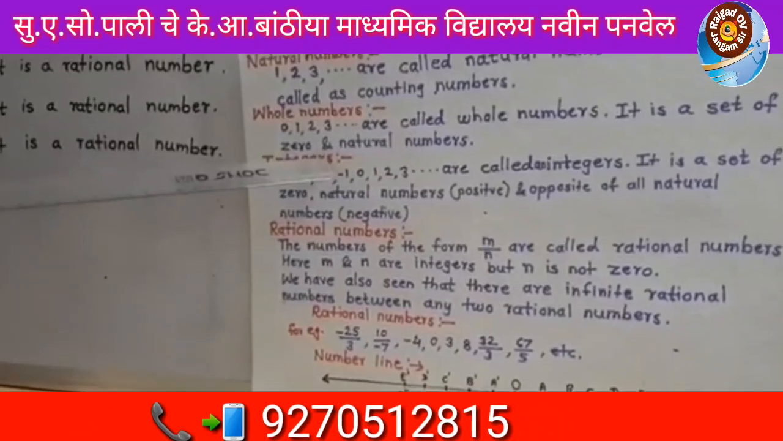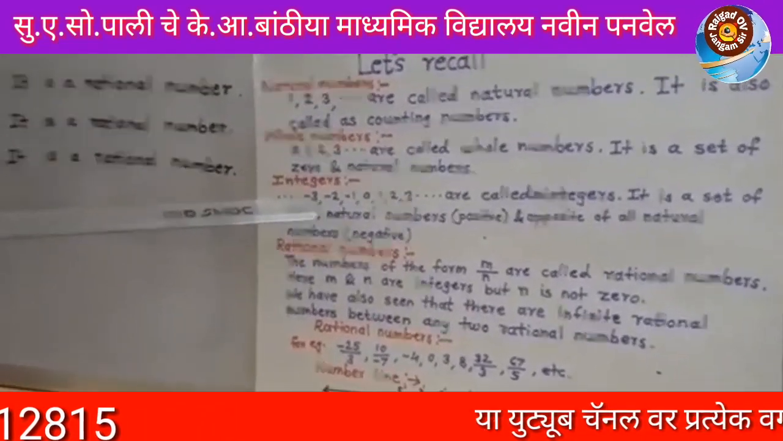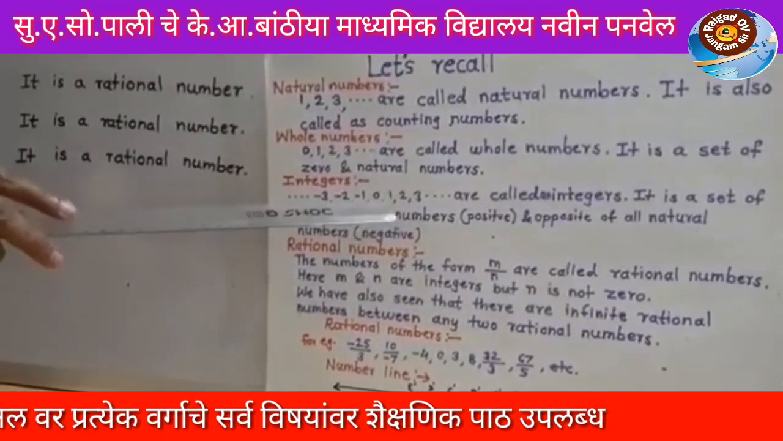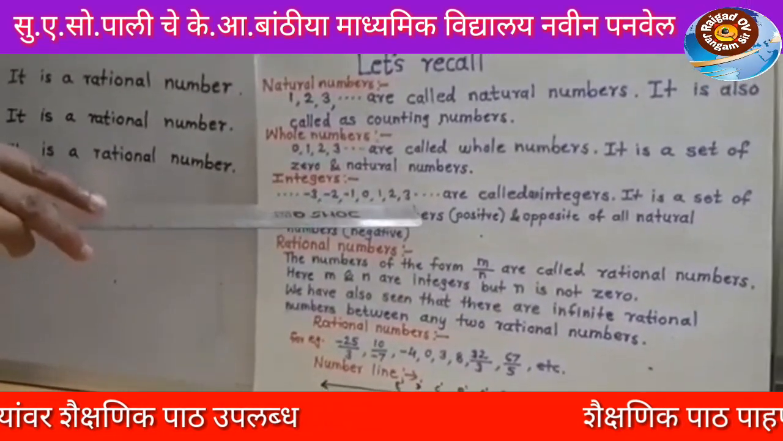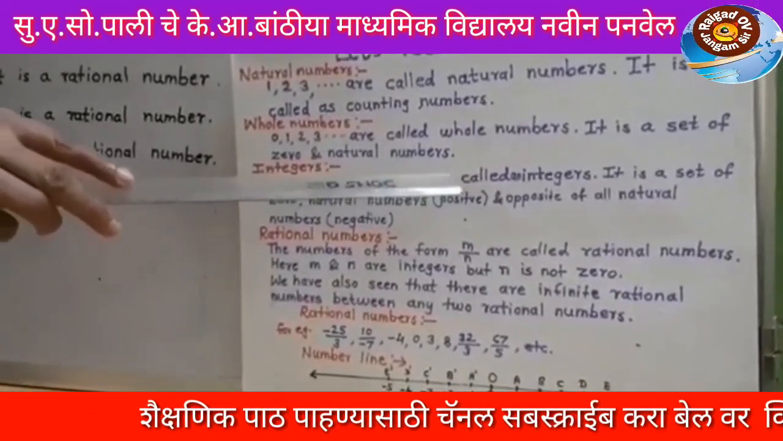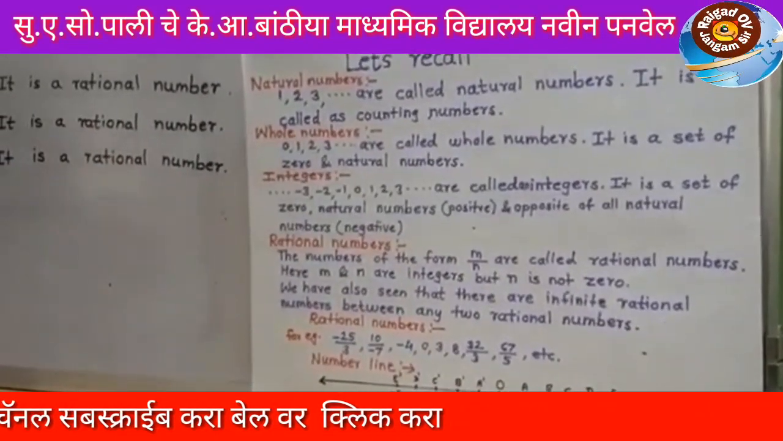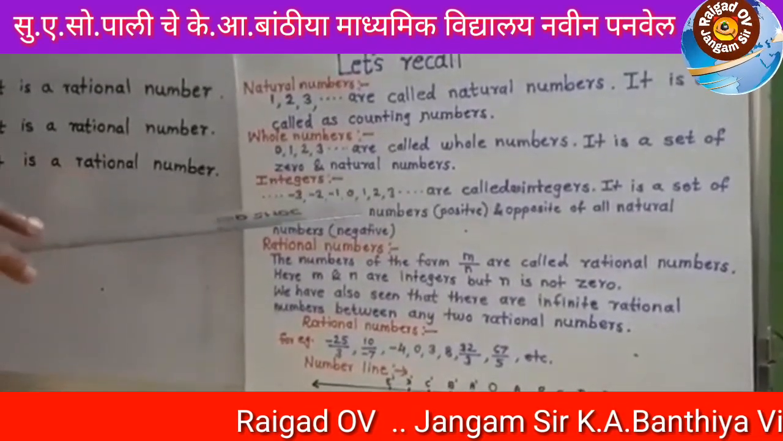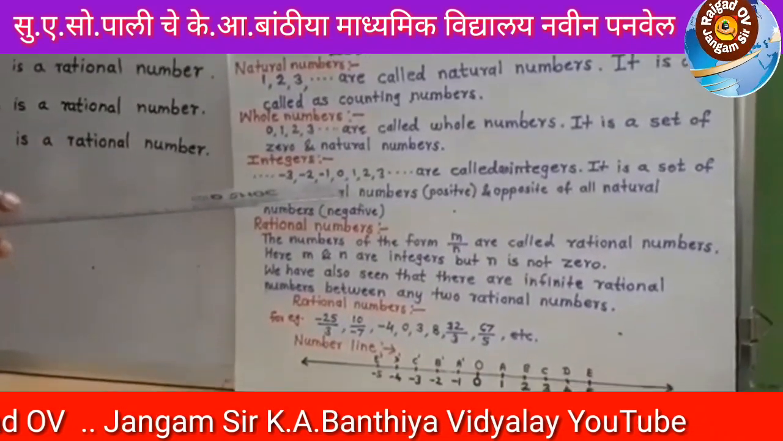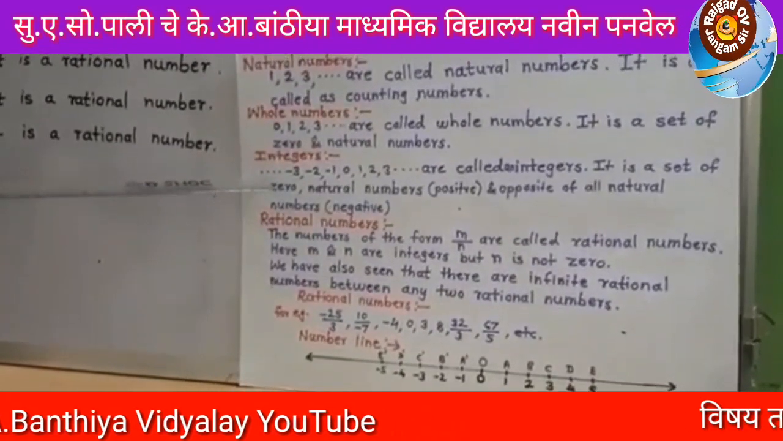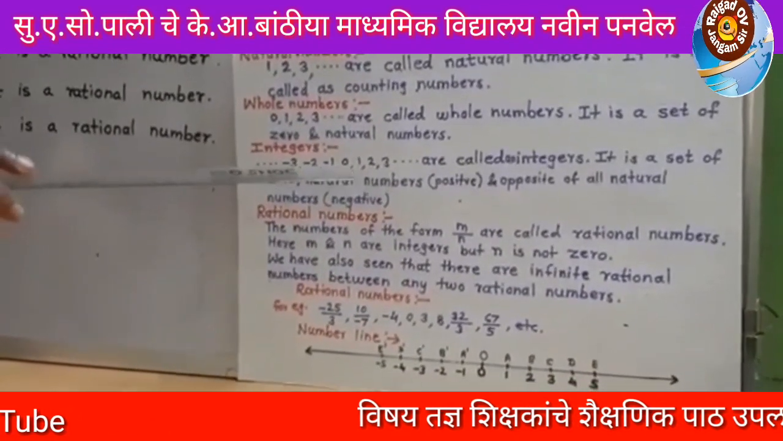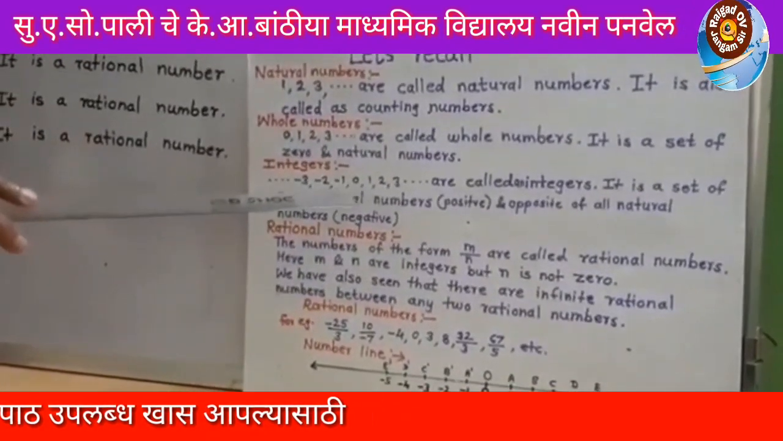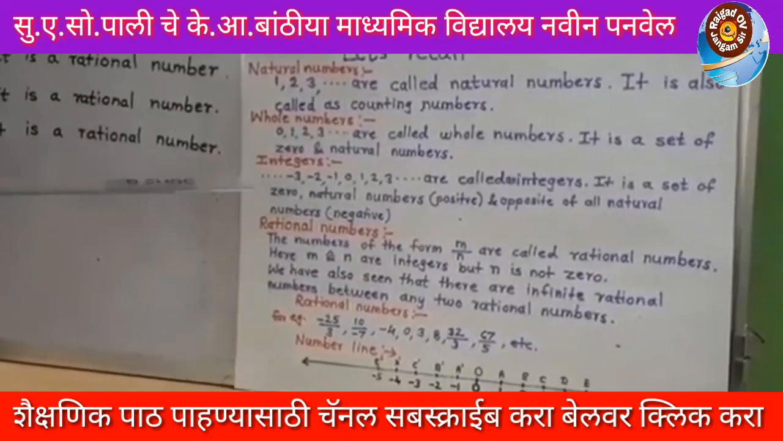Next, integers: -3, -2, -1, 0, 1, 2, 3 and so on are called integers. It is a set of natural numbers, 0 and opposite of all natural numbers. We can say that it is a set of positive numbers, 0 and negative numbers.